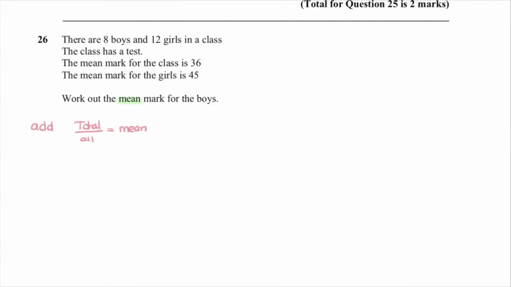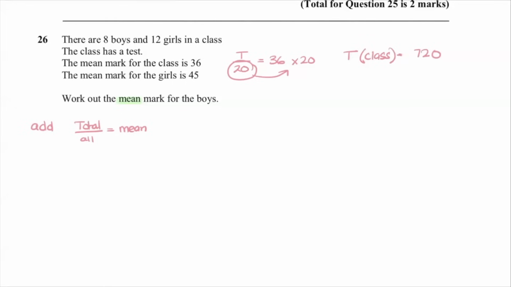So the mean mark for the class: there was a total for the class. I don't know what it is, but there was a total. And when it got divided by 20, because that's how many are in the class, the boys and the girls together, it gave a mean of 36. Now, if I get my T on its own, by moving the 20, it'll land as a times. It will tell me that the total for the class is 720. I'm never going to know all the individual marks for each student, but I can work out some totals.